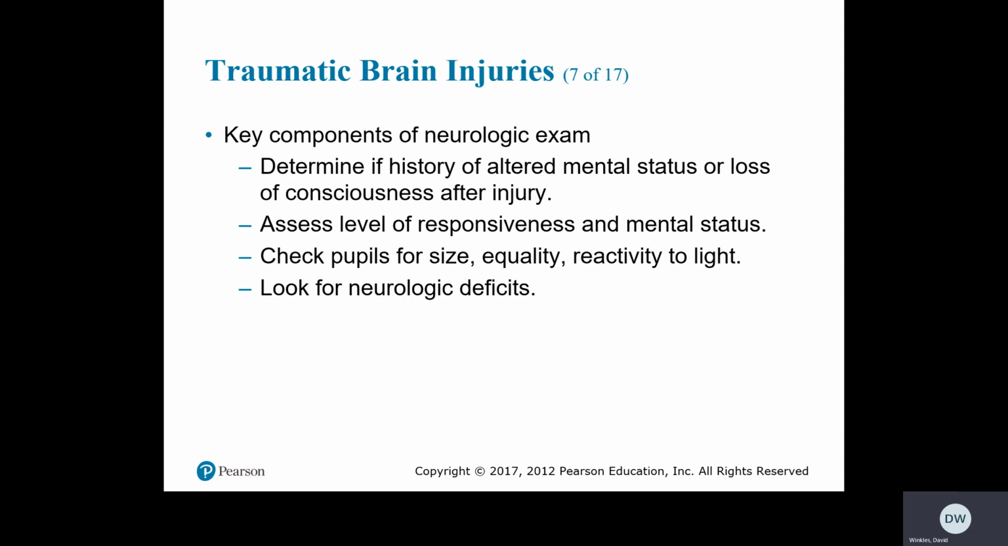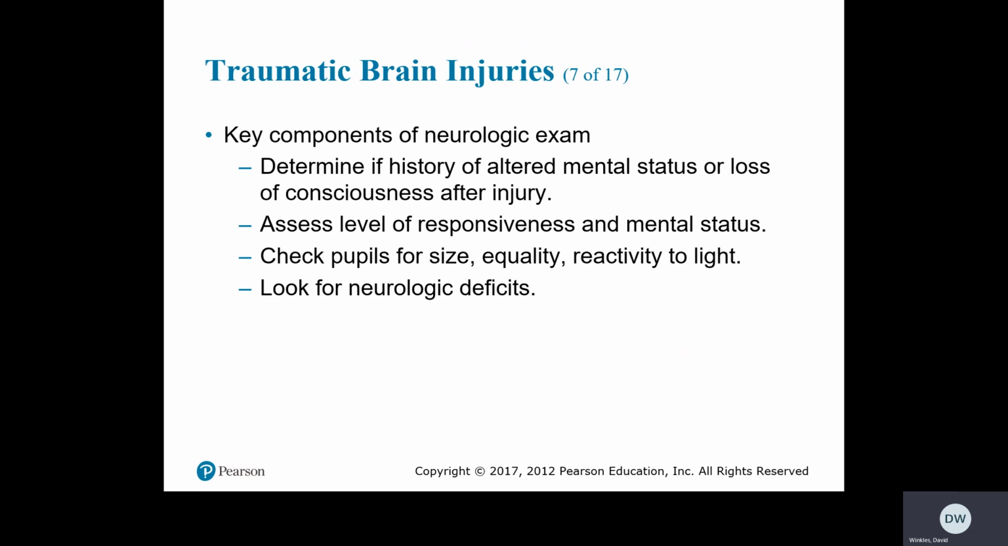So our key components of this neurological exam, we're obviously looking for altered mental status. We're looking for loss of consciousness after injuries. Is it transient? Is it permanent? Is it ongoing? What exactly is going on with this loss of consciousness that they have had or are currently experiencing? We're looking at their mental status, the AVPU score. We're looking at their pupils for size, for equality, for reaction to light. Will tell a lot of information about the patient. We're looking for any neurological deficits.